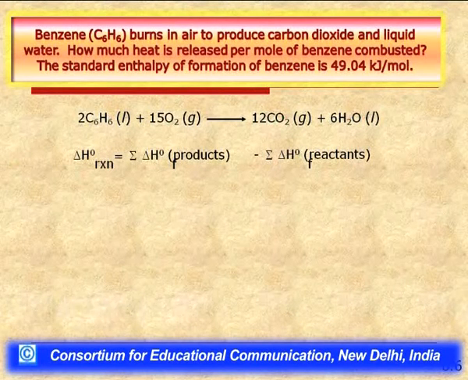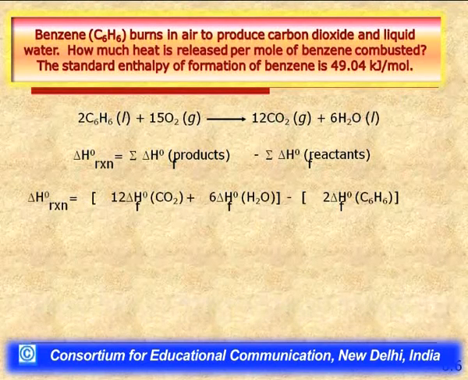As you all know, this is the combustion reaction, and the enthalpy change for this reaction we can write as the sum of standard enthalpies of formation of products less the sum of standard enthalpies of formation of reactants. In this case, you can see we have 2 chemical species on the product side: carbon dioxide and also water. 12 is the stoichiometric coefficient, so we multiply 12 with the standard molar enthalpy of formation of carbon dioxide, and add to this 6 times the standard molar enthalpy of formation of water, and from this sum we subtract 2 times the standard enthalpy of formation of benzene.